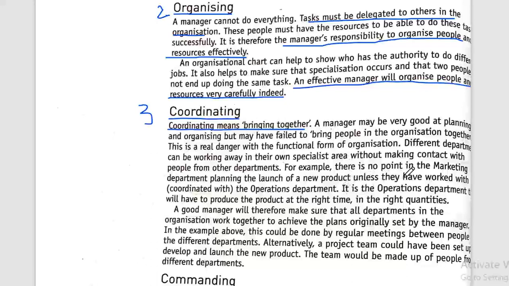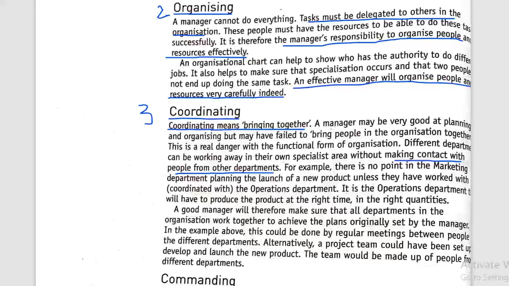Otherwise every department can be working away in their own specialist area without making contact with people from other departments. So in the coordination part, I must make sure that all the departments in the organization are contacting each other to avoid any problem, and especially in the communication part. And also the operation department has to produce.